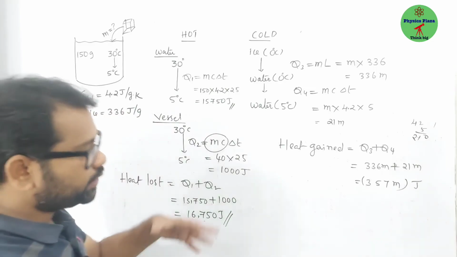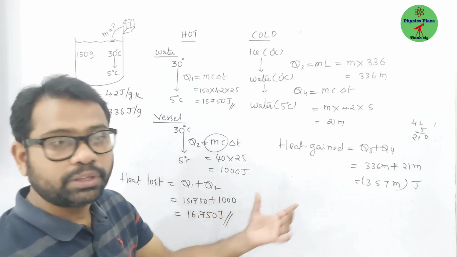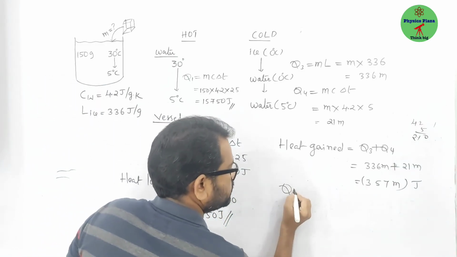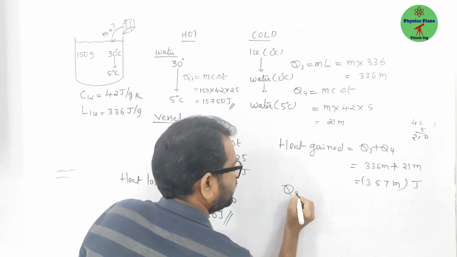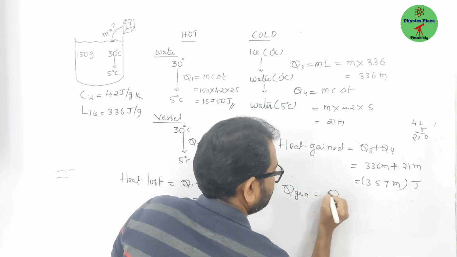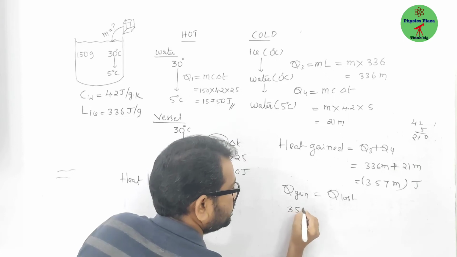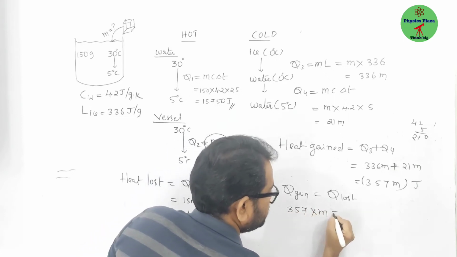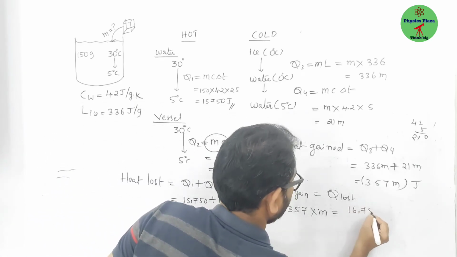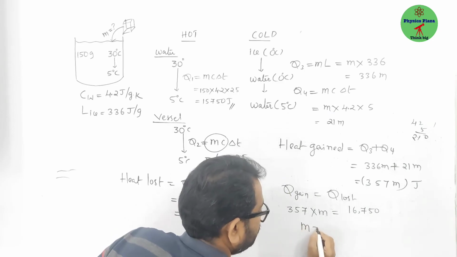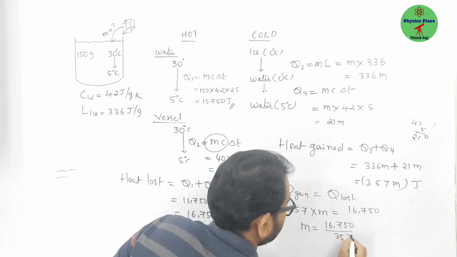Now, as per the principle of calorimetry, we are neglecting the heat loss to the surroundings. Heat lost by the hot body equals heat gained by the cold body. So heat gain must be equal to heat lost. So heat gain is what, children? 357 into m is equal to heat loss, 16,750. So mass is equal to 16,750 by 357. Come on, do it.